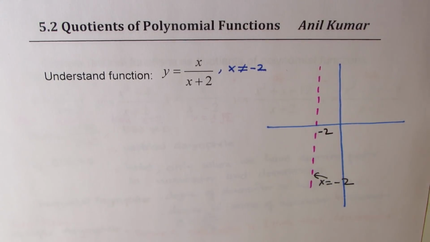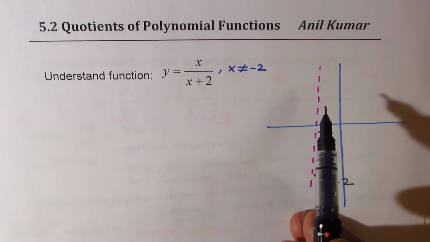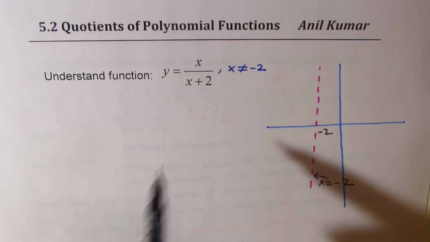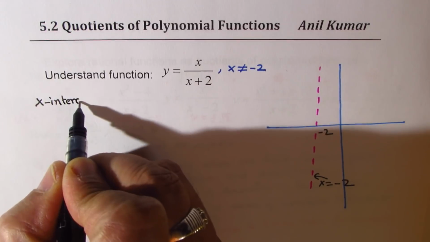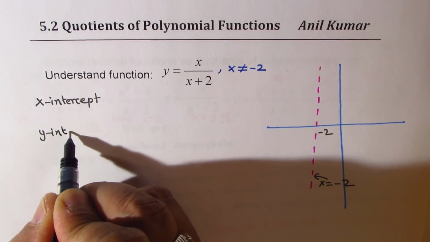So this is at -2. That is to say that the function will approach this but will never be there, right? Now to sketch the graph, what we should look into are the x-intercept and y-intercept. These are easy points to find.